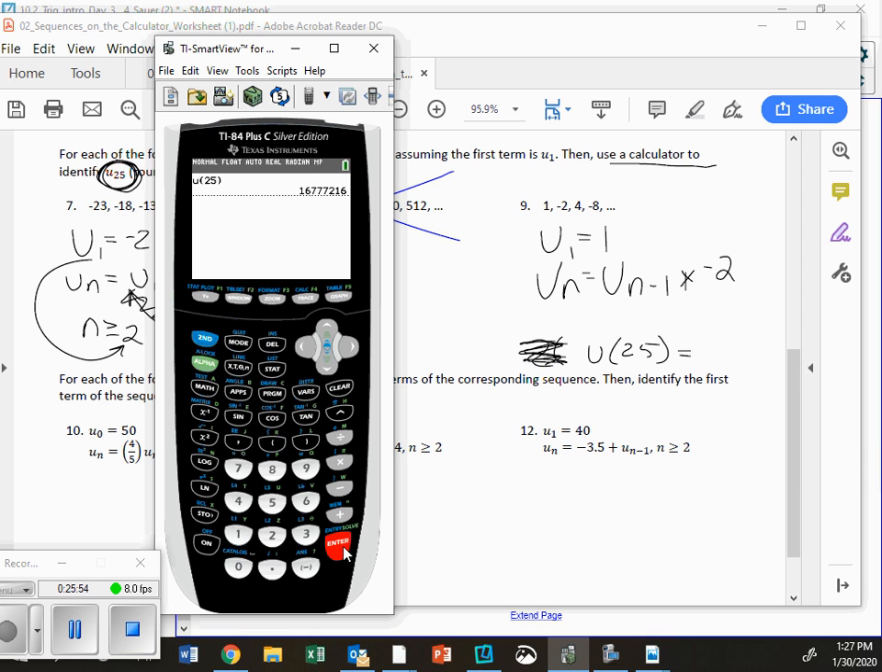16,777,216. Put in my commas, I might be able to read it. 16 million, etc. Okay, now that was pretty calculator intensive, tech heavy stuff.